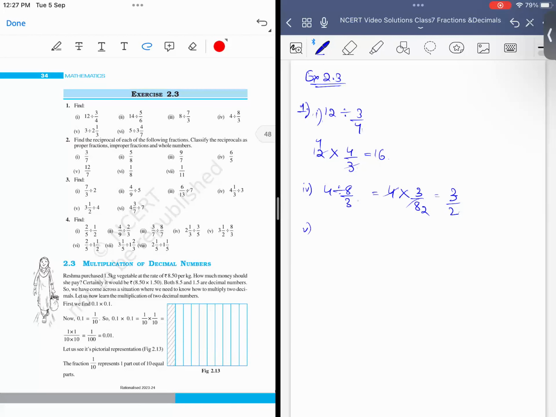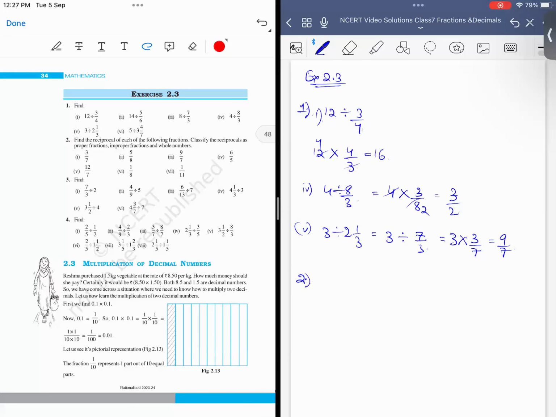Okay, let's talk of question 5. 3 divide 2 whole 1 by 3. First of all, you change this mixed fraction to an improper form. So 2 whole 1 by 3 is what? 7 by 3. Now invert it. So the division changes to multiplication and we invert to 3 by 7. So 3 times 3 by 7 is 9 upon 7. Likewise, we can do the rest.